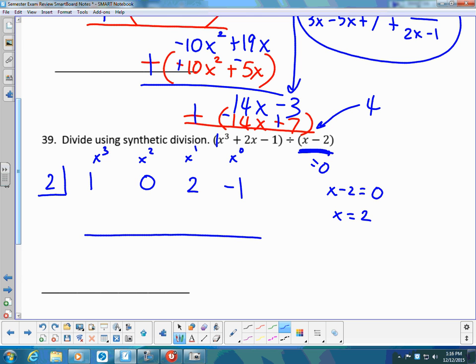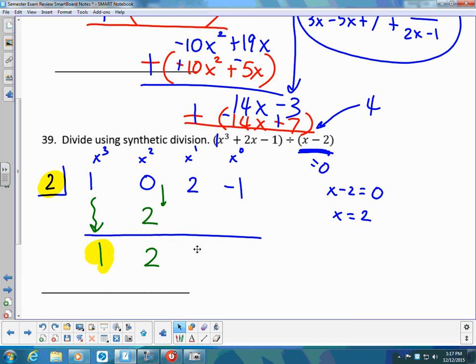And then I'm going to do the synthetic division process, which says bring this 1 straight down and put it below the line. That's my leading coefficient. And then I'm going to multiply the number in the box by the number below the line. And when I do that, I get a positive 2. So I'm going to put 2 right here. And then I have to add the 0 plus the 2, and I get 2.